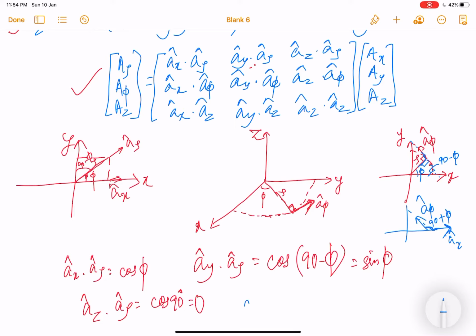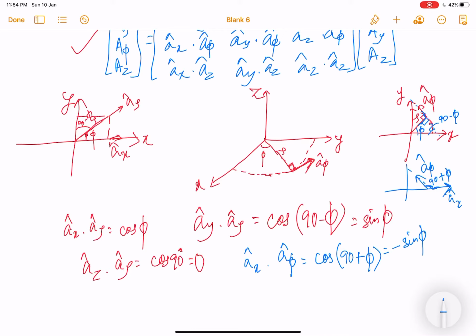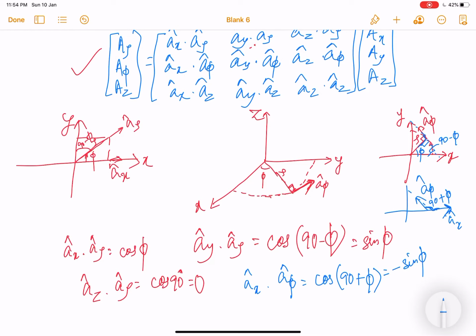So ax cap dot a phi cap is equal to cos of 90 plus phi. What is cos of 90 plus phi? Minus sin phi. Pretty simple. I'm sure you are all able to understand this. Then next, I have to take out ay cap dot a phi cap.